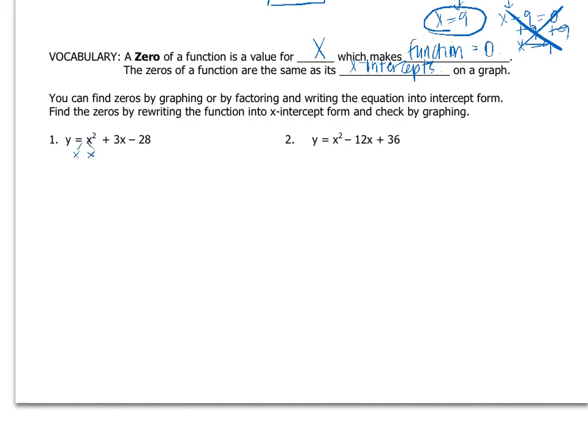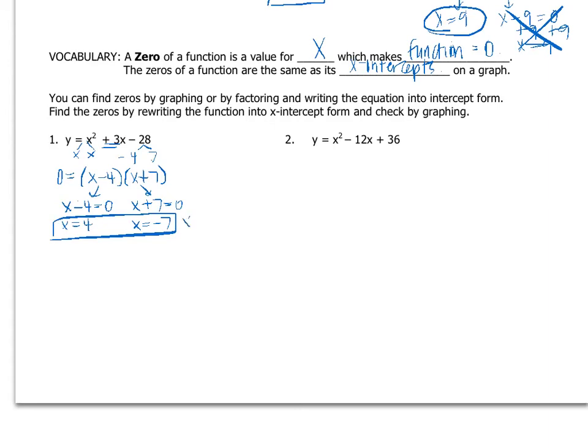X squared is x and x. Negative 28. Well, to get 28, it's 4 times 7. One of these has to be negative, but because the 3 in the middle is positive, the bigger number is going to be the positive one, so negative 4 is what we're looking for. So to find the zeros, I'm going to put it as x minus 4 and x plus 7, and set both these pieces equal to 0. And x plus 7 equals 0. I'm going to solve this. To save us some time, x equals 4 and x equals negative 7. So these are my 2 x-intercepts.